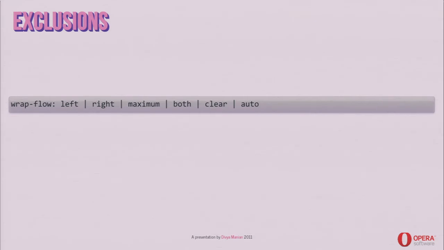And wrap-flow can have these values. Again, these values may change, but right now, these are the values it can have. Wrap-flow auto is the default value, which is exactly how it would appear when you have no exclusion support at all.